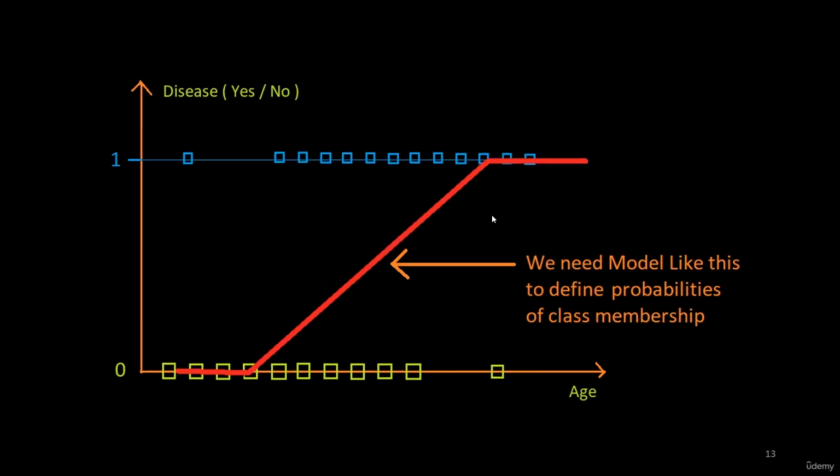So here is the solution. We need a model like this to define the probabilities of a class membership. We need a model which should not go beyond 1 or which should not go below 0. So we need a model like this. This is a solution. Since this is not related to the linear regression model, we can see that it has 3 different values of a slope. It is a slope here, then the slope here, and the slope here.